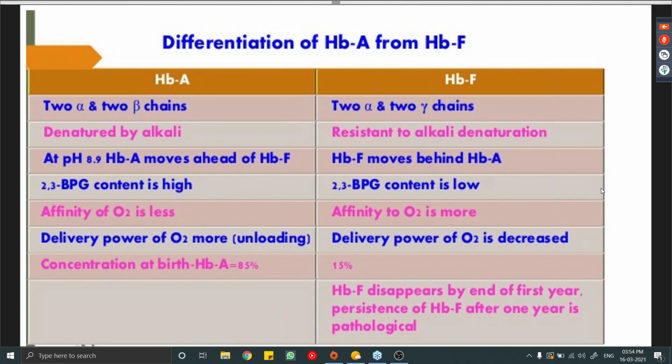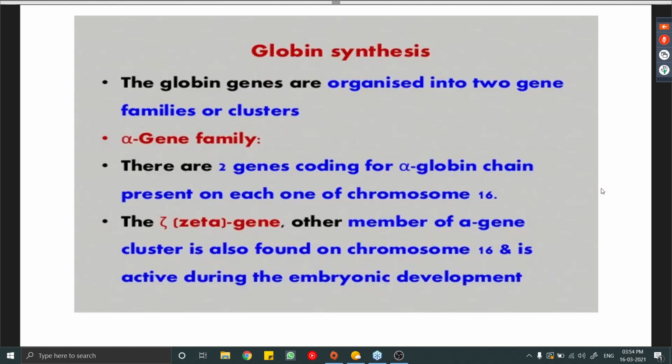And what is the significance of hemoglobin F? Now, a little bit about the globin synthesis chain. The globin genes are organized into two gene families or clusters: the alpha gene family and the beta gene family. So what is there in the alpha gene family?